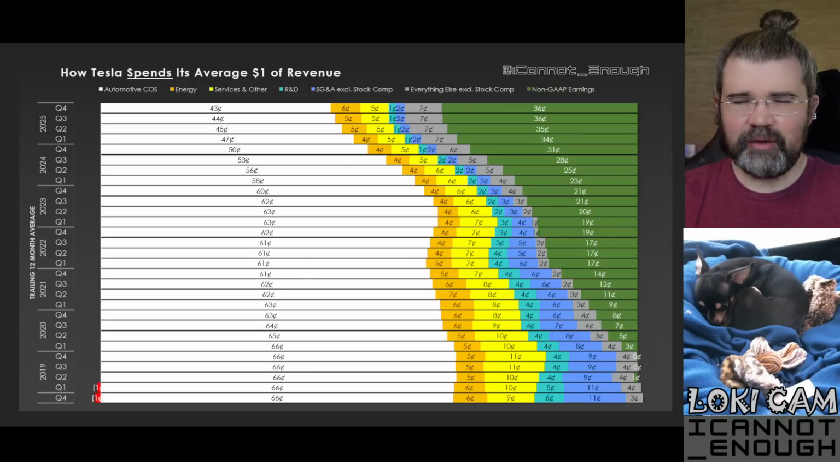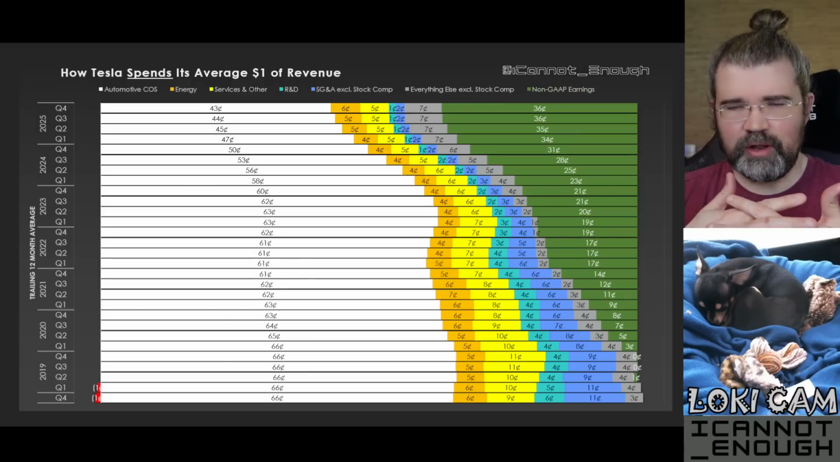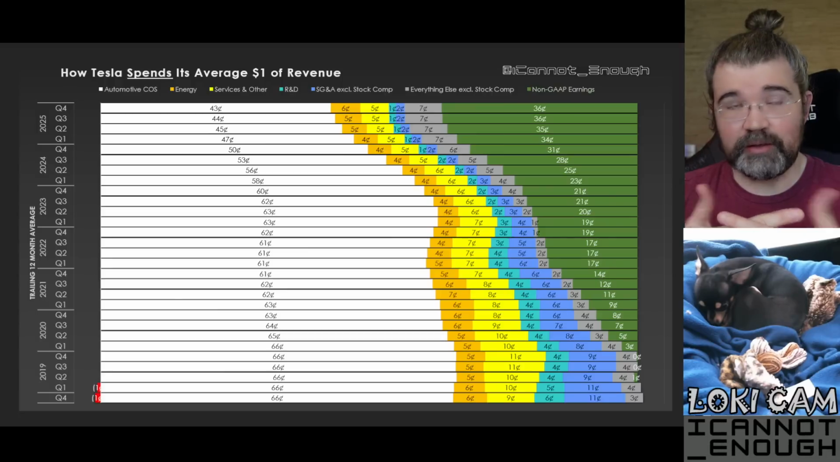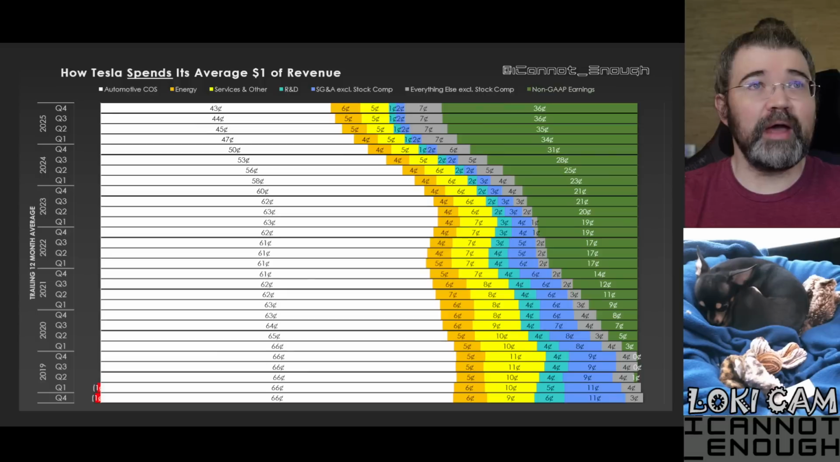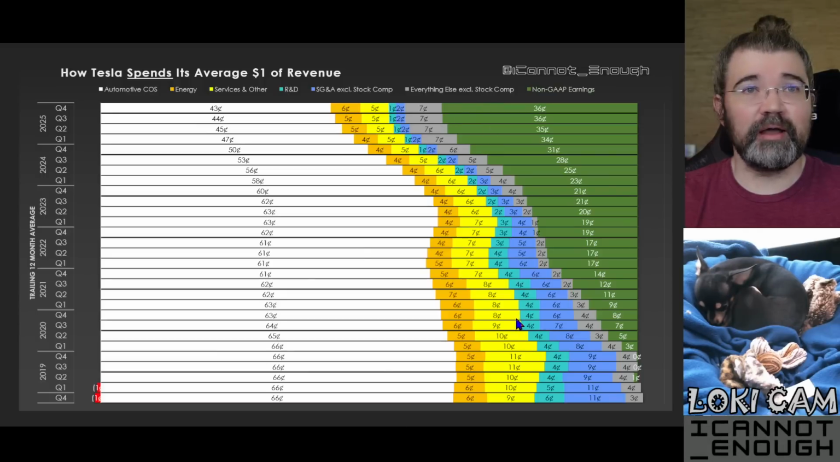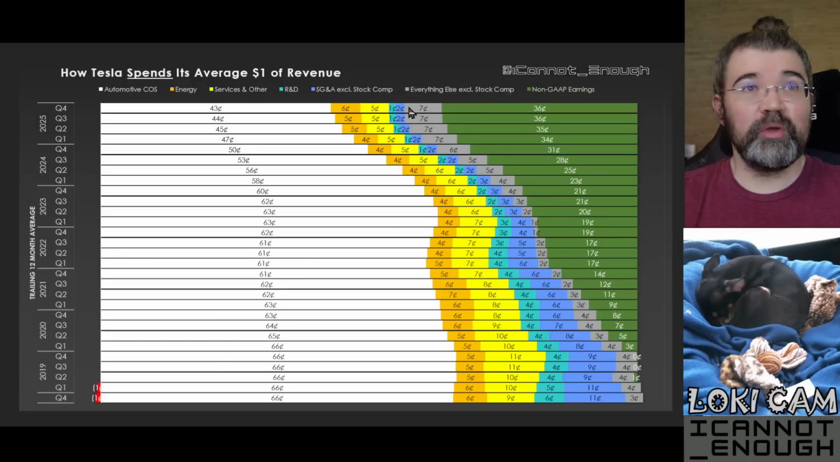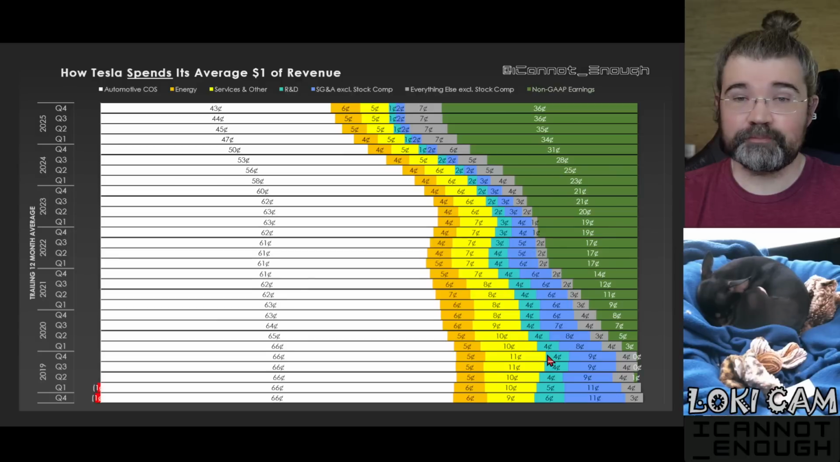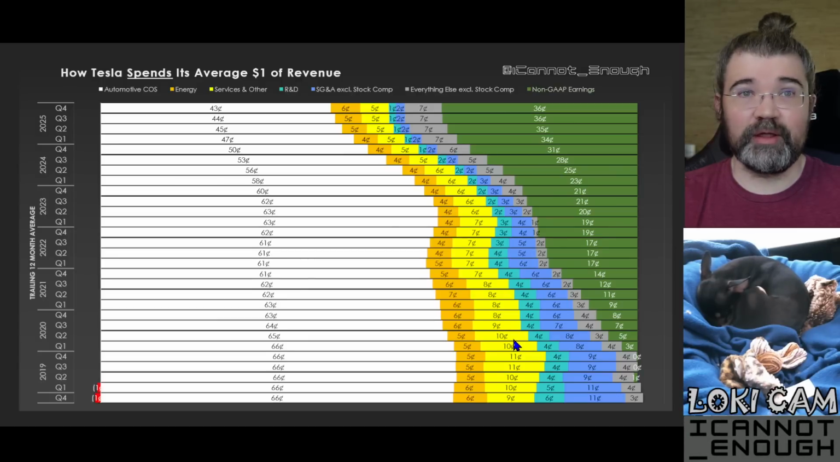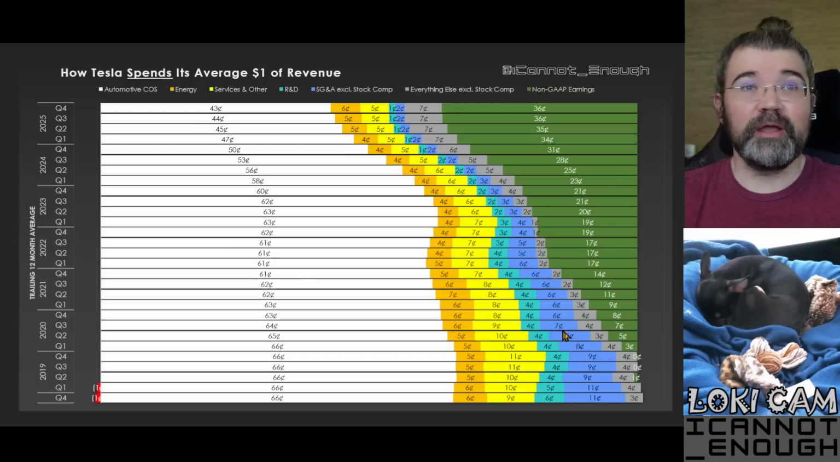So here's where we left off with the chart showing how Tesla spends its average dollar of revenue. I realized in re-watching part 4 that I forgot to answer a common question I get on this chart, which is, hey, everything else excluding stock comp, why is that number getting bigger in your forecast into the future? Should we be concerned about what kind of expenses are in there? And the answer to that question is no. Don't be concerned about that.